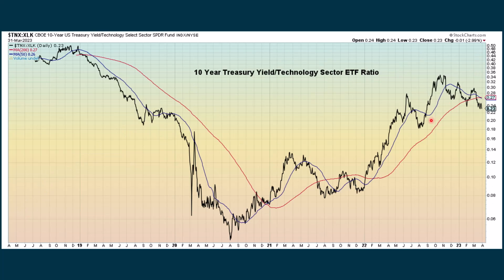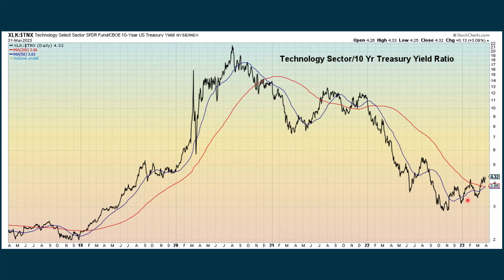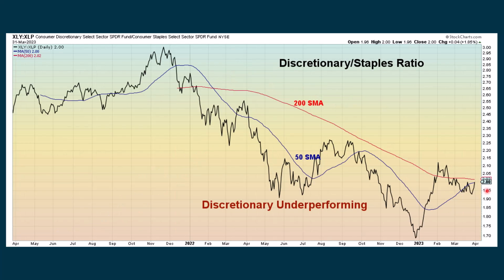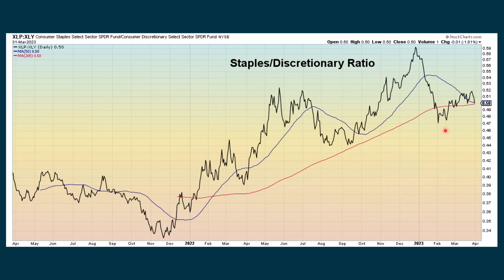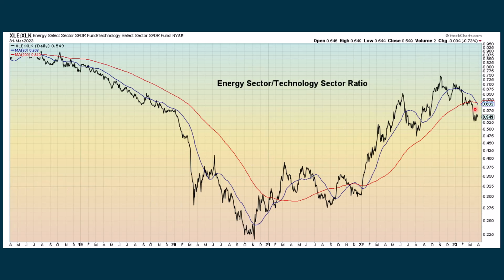And then comparing the 10-year yield to the tech sector, just giving us a death cross with this ratio. Inverse of that same chart showing how we're just about ready to get a golden cross, where tech is now outperforming the rise in interest rates. Discretionary is still in an overall downtrend compared to staples, but it's showing a lot of improvement. Here's an inverse of that same chart. We could be getting ready to see a death cross with this ratio.